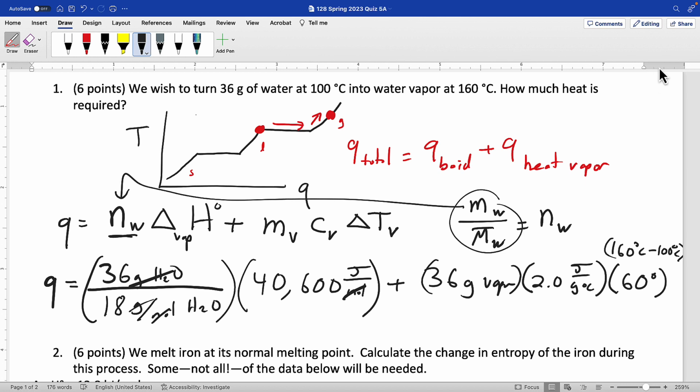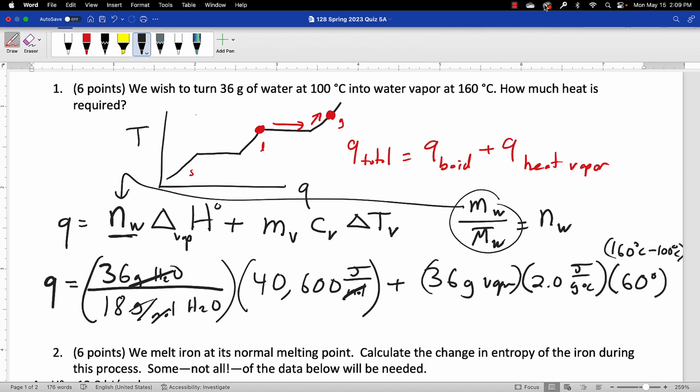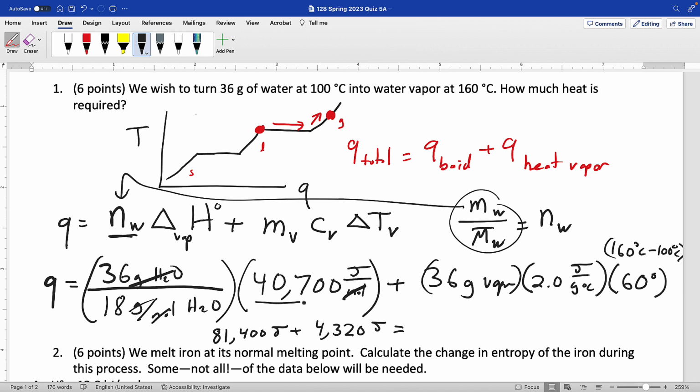So now let's plug in those numbers and see what we get for the two different pieces. All right. Oh, it looks like I was wrong about the heat of vaporization. It's 40,700 joules per mole. So anyway, we plug all that in, and so for the first term we get 81 kilojoules. Next one we get 4,000 joules.